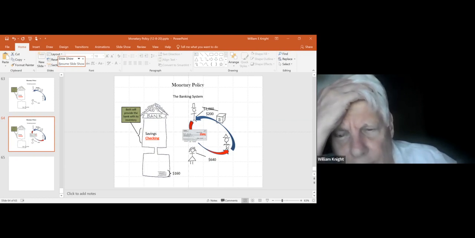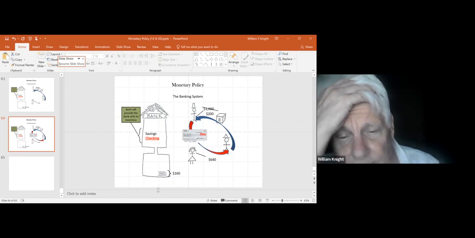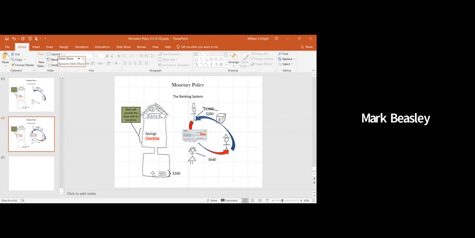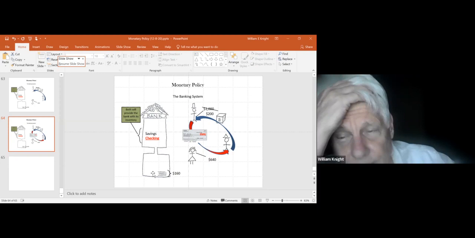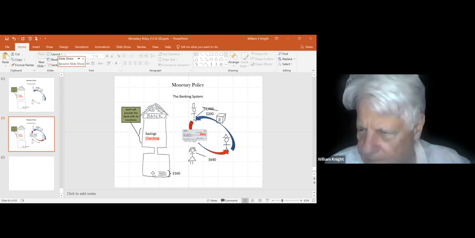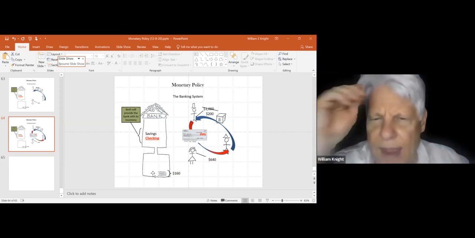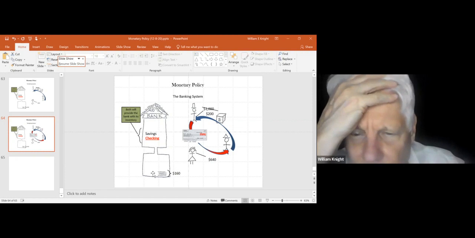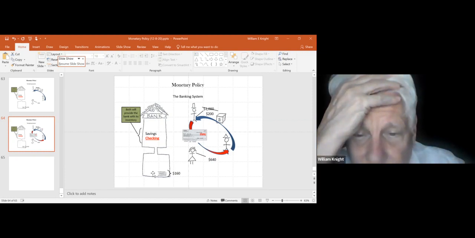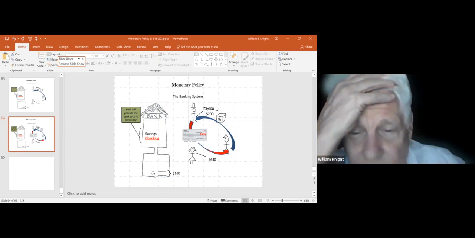She goes down to the vault to get his $500. And what does she find? There's only 160. They don't have it. You will notice that on the first day of business, this bank goes bankrupt. Cannot pay its depositors.